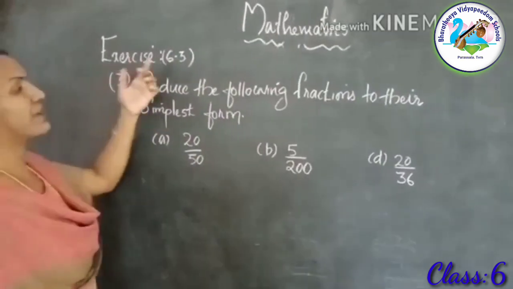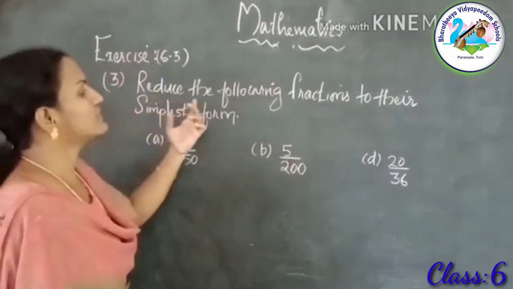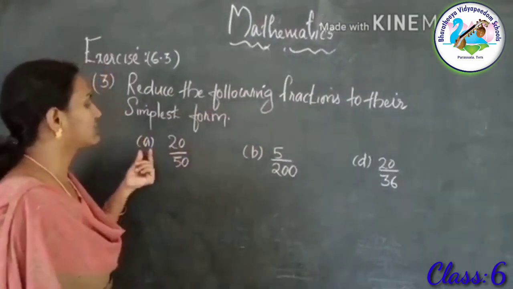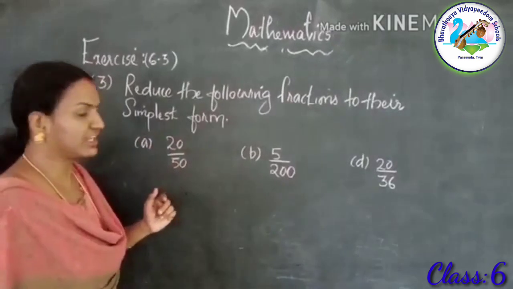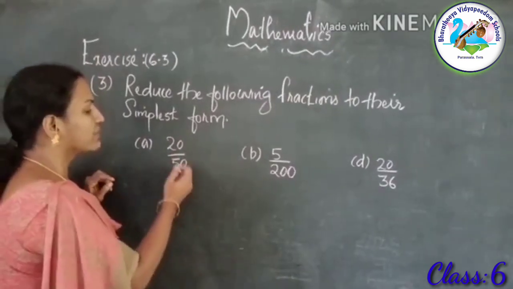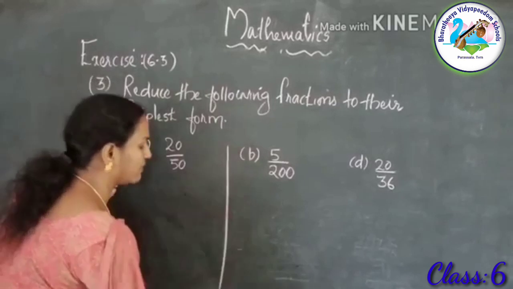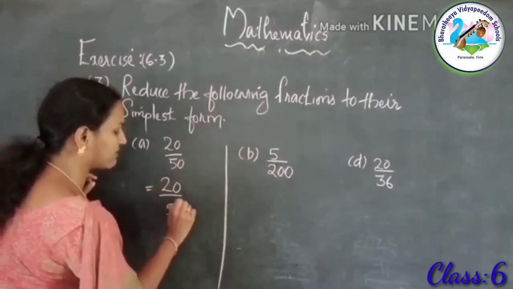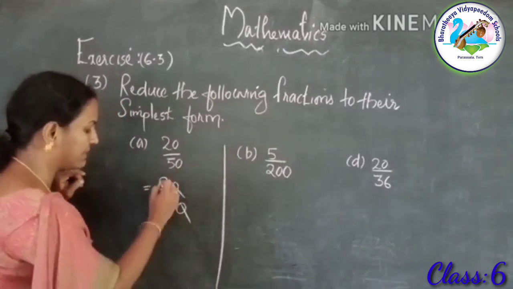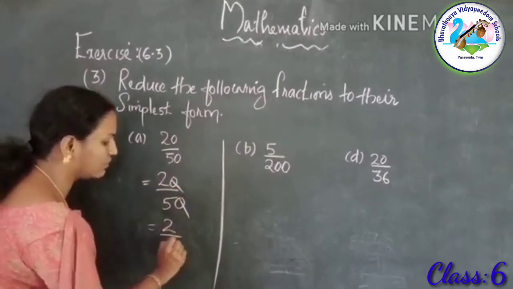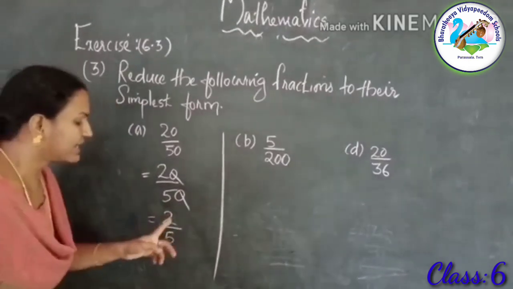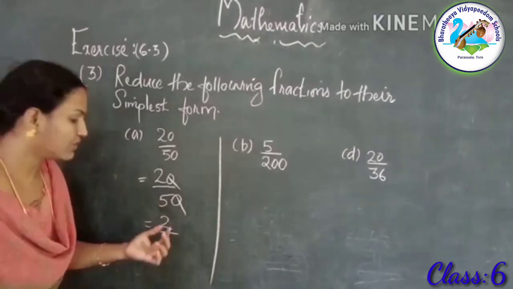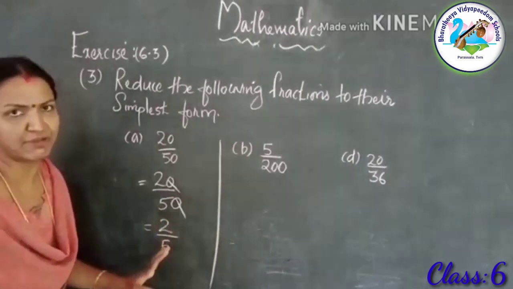Question number 3 from exercise 6.3. Reduce the following fractions to their simplest form. The first option, 20 by 50. We can cancel 0 and 0. So the remaining numbers are 2 by 5. Here 2 and 5 have no common factors other than 1. So the simplest form of 2 by 5 is 2 by 5.